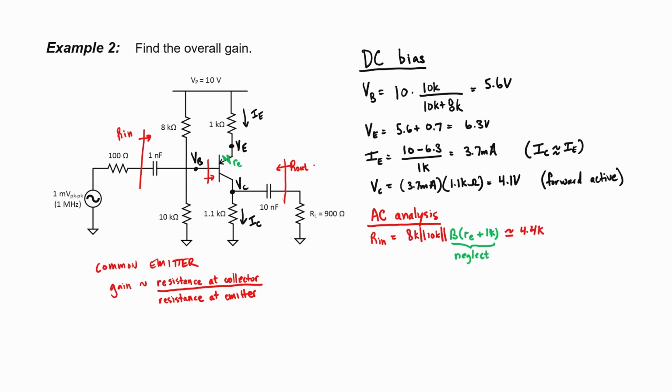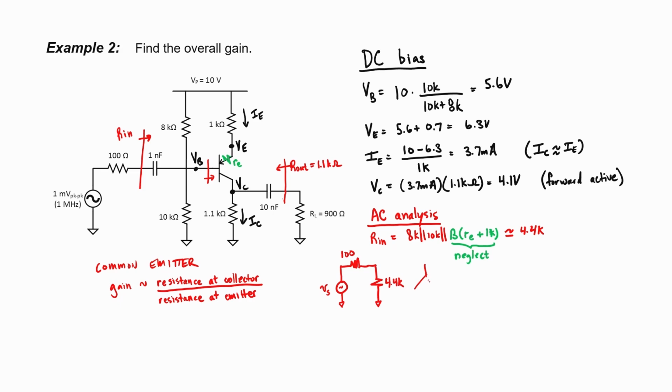We can find our output impedance by inspection. It's just 1.1 kilo ohms. And looking up into the collector is basically looking into a current source. The impedance is so large that I can just ignore it. We then have enough information to make our small signal circuit. First we have our source impedance, and now we have our input impedance.